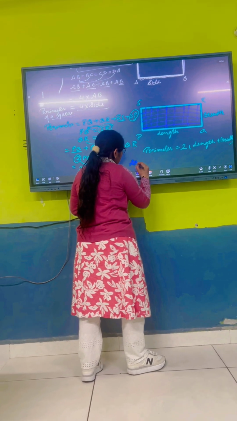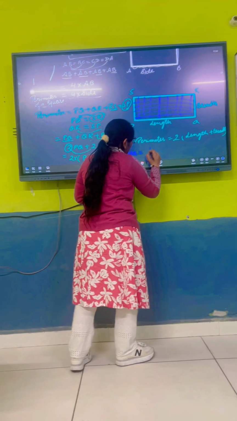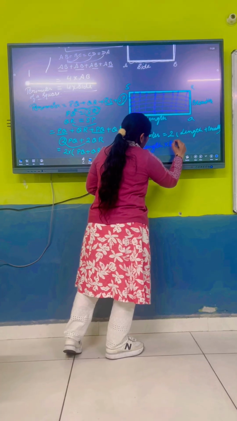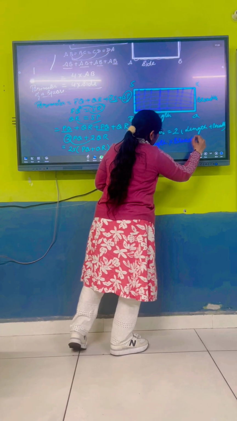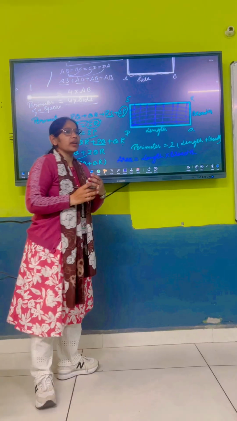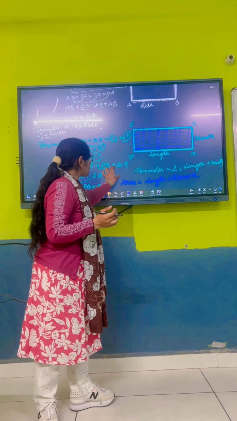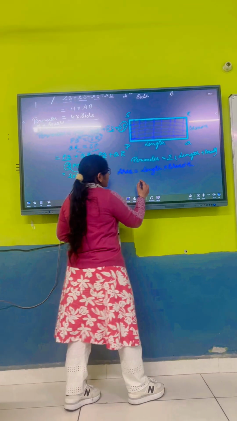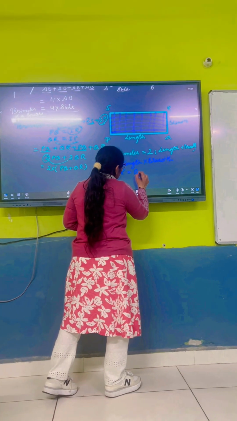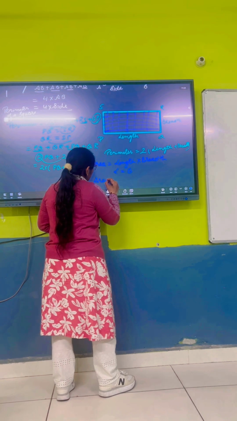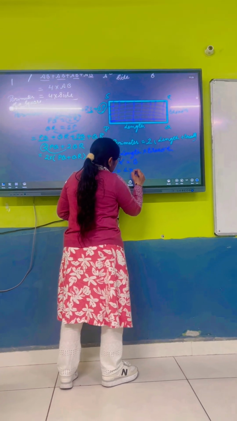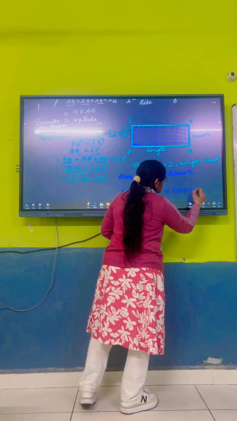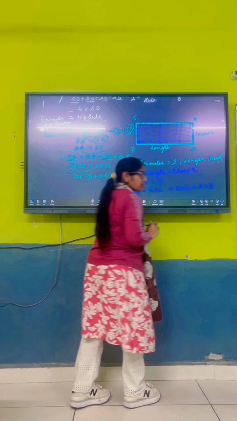That means the area of a rectangle is length multiplied by breadth. If length and breadth are both the same, that figure is a square. Then the area is length multiplied by length, or breadth multiplied by breadth, or side multiplied by side.